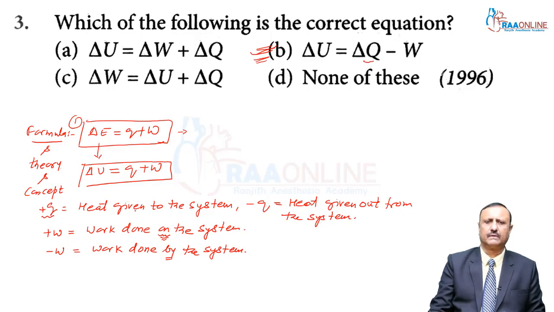Plus Q for heat given to the system means the heat in the system increases. So, here plus Q. When you have a closed system, you can give Q heat, so the heat of the system increases internally. So, we get the plus Q sign. And my dear students, when heat is given out from the system, you get minus Q sign. When work is done on the system, it is plus W, and work done by the system is called minus W. So, my dear students, you can see here question number 3 answer is B.